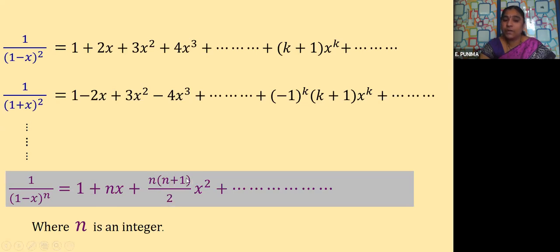But 2 into 2 plus 1 is how much? 3. 2 into 3 by 2, the 2 gets cancelled. 3x square is left. So like that, whatever the value of n you put, this formula will be satisfied.